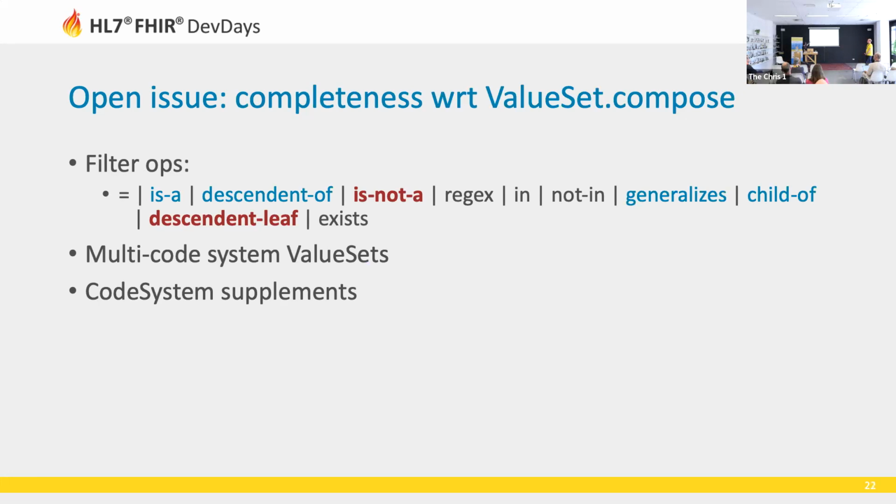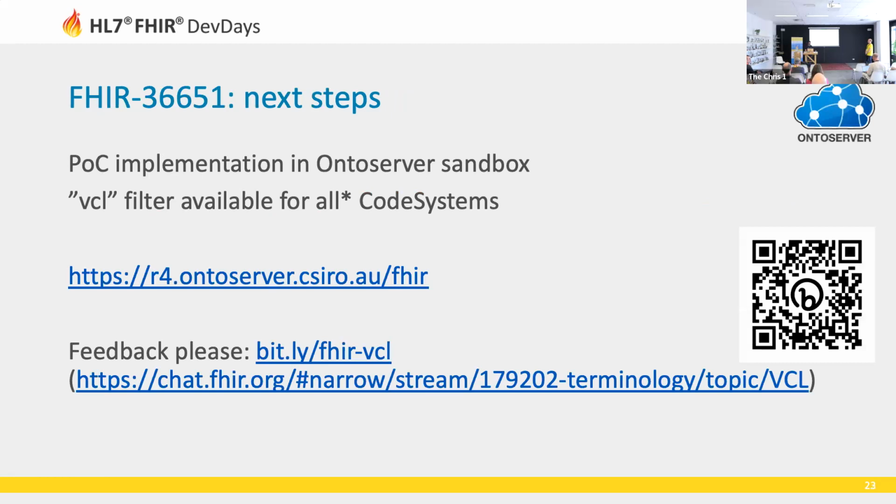The alpha implementation we've got in Onto Server doesn't do a bunch of the modifiers yet. A couple of them, I'm not really sure they're necessary, but we'll need to just add them all in. It's a fairly straightforward thing. We don't do multi-code system, so this language only does a single code system, and there's the question around code system supplements. So where are we with FHIR 36651?